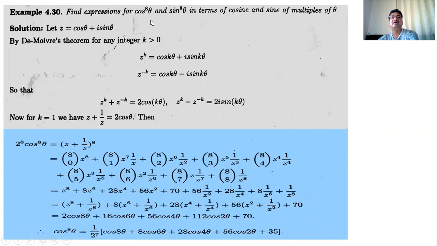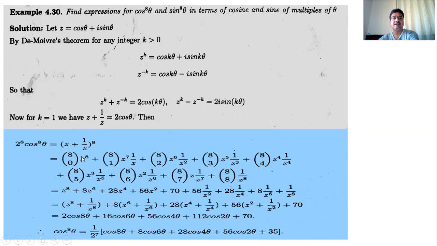This is cos raised to 8 theta and sin raised to 8 theta. That is what? The same procedure, only take z plus 1 by z raised to 8. We have a total of 9 terms. What are they? 8c0, 8c1, 8c2, 8c3, 8c4. This is by using a calculator.